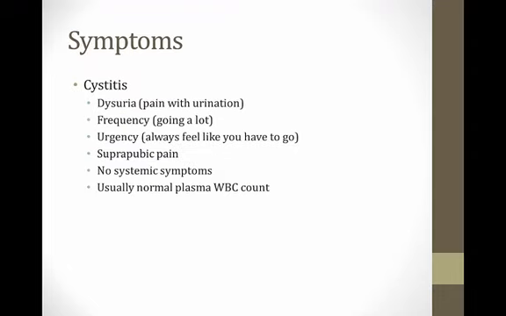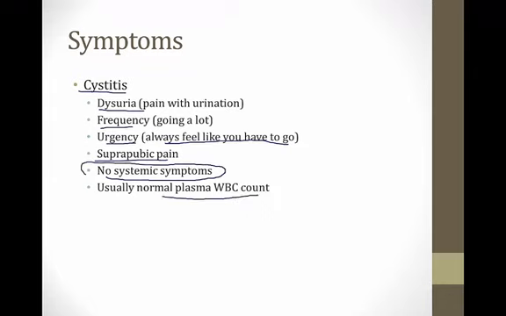So let's talk about the symptoms of cystitis. Patients with a bladder infection often complain of dysuria, and this is pain with urination. It's often described as a burning type of pain. They also complain of frequency, which means they go to the bathroom a lot, and also urgency, which means they always feel like they have to go. Even after they urinate some liquid, they still feel like they have to go. They can have pain in the suprapubic region, and importantly, there are usually no systemic symptoms if you have a bladder infection, so no fevers, chills, or sweats, and usually there's a normal white blood cell count in the plasma.